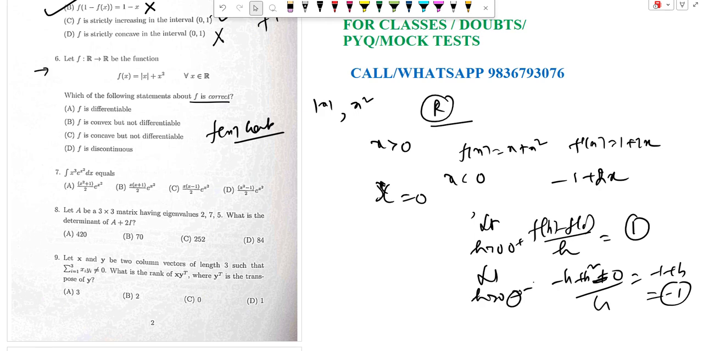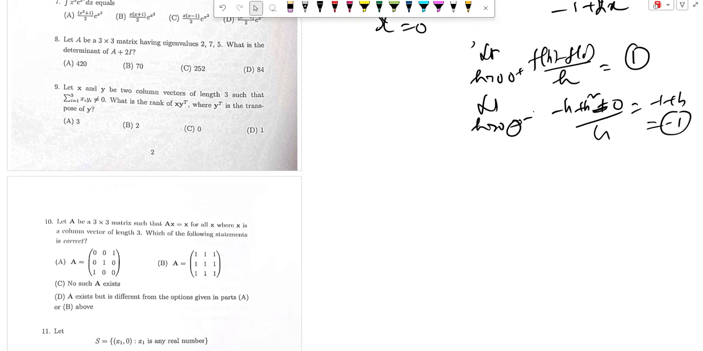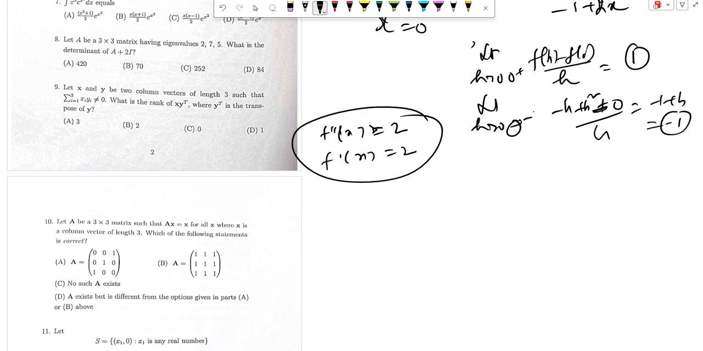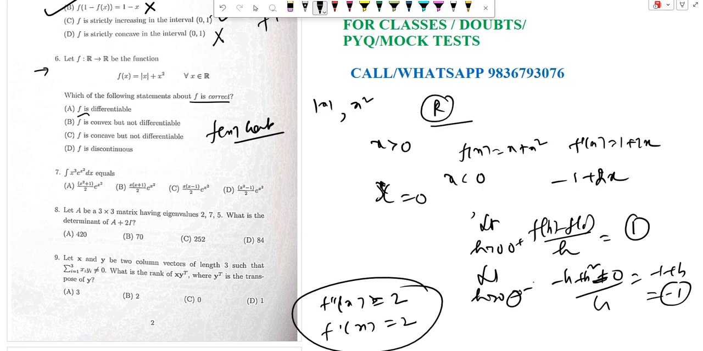Next is concavity and convexity. f double dash x equals 2, so f double dash x is positive whether x is positive or negative; the second order derivative is positive irrespective of the sign of x. Therefore it is convex but not differentiable. So this is the final statement.